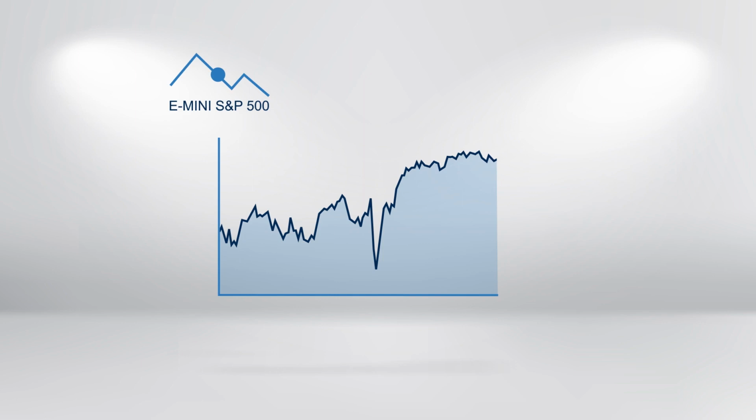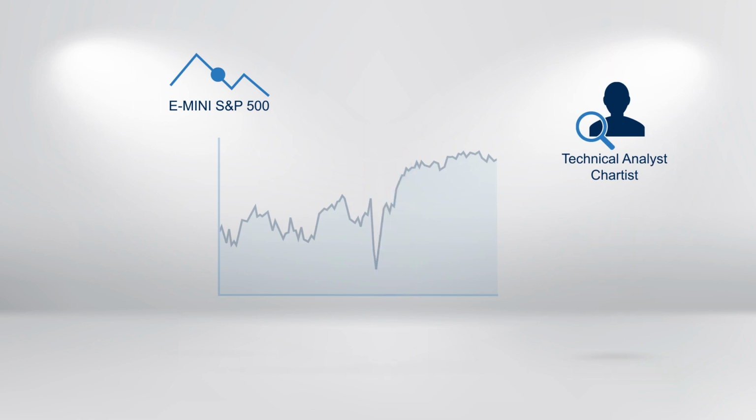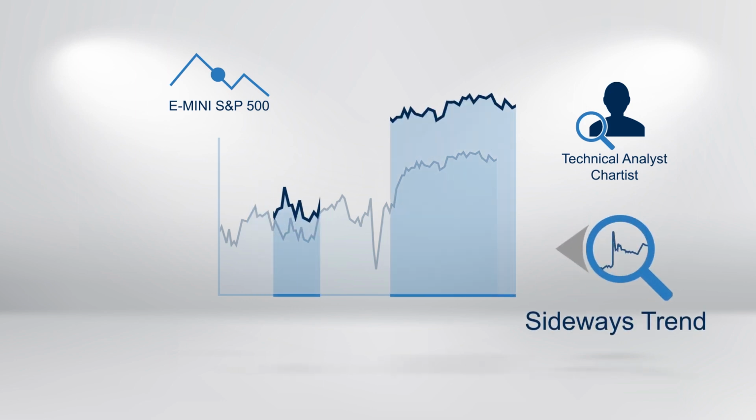A simple definition of trend is a series of movements between highs and lows. For an uptrend, a technician will look for a series of higher highs and higher lows. A series of lower lows and lower highs will define a downtrend, while highs and lows that are equal and move horizontally will be defined as a sideways trend.